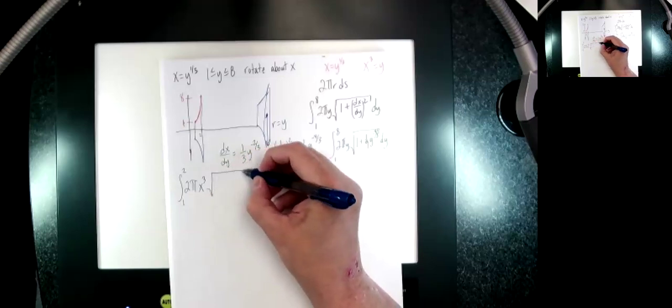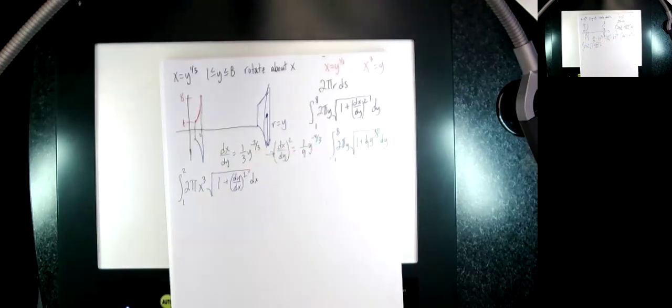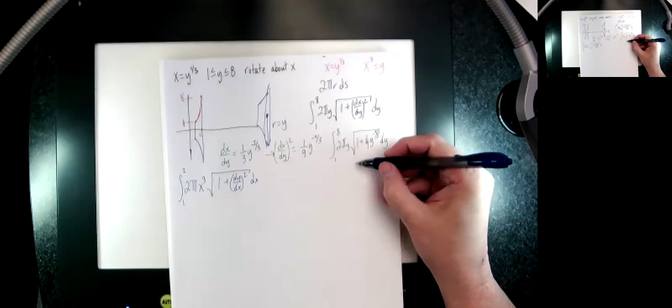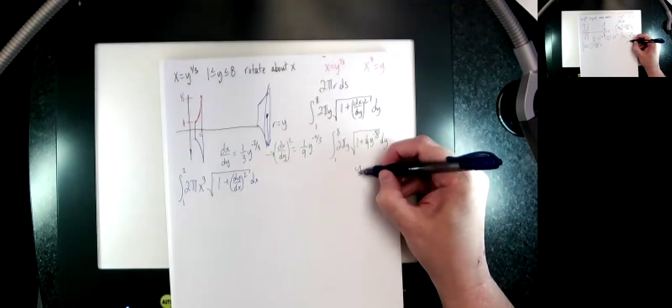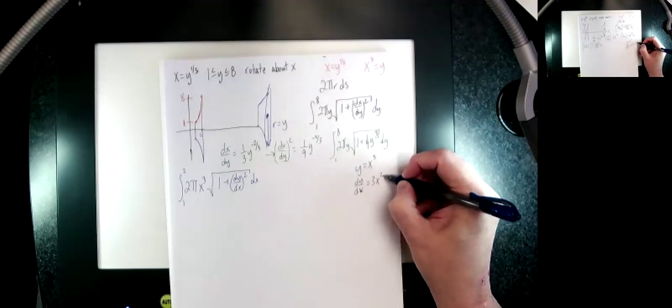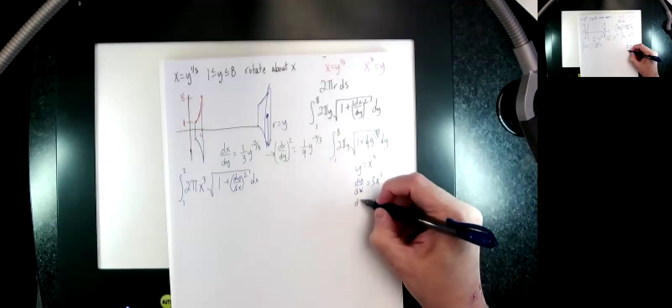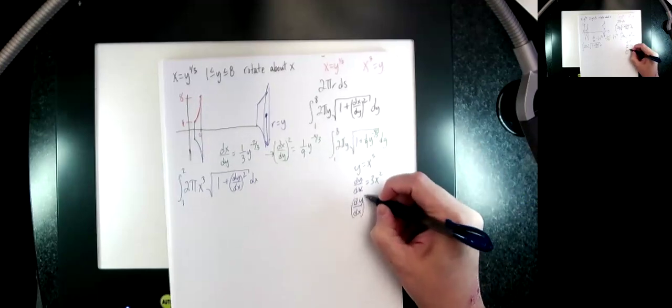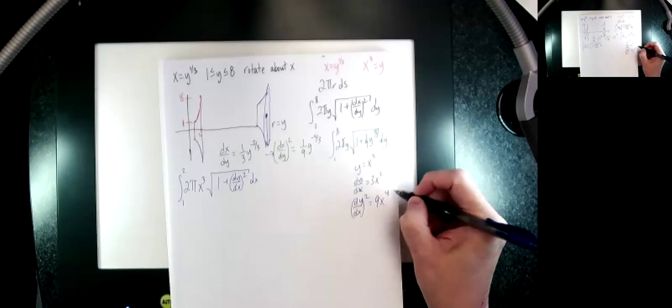And now we're doing 1 plus dy dx squared here, dx. This is going to be a lot nicer because y was x cubed. We do dy dx, we get 3x squared. So dy dx squared was 9x to the 4th.